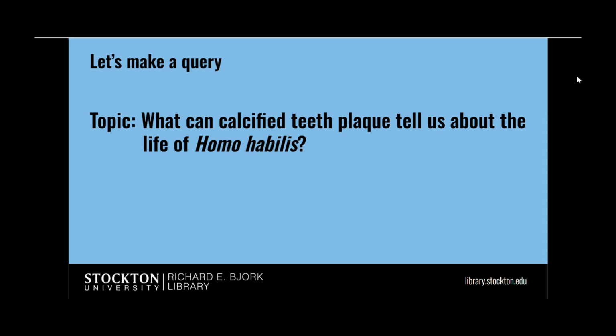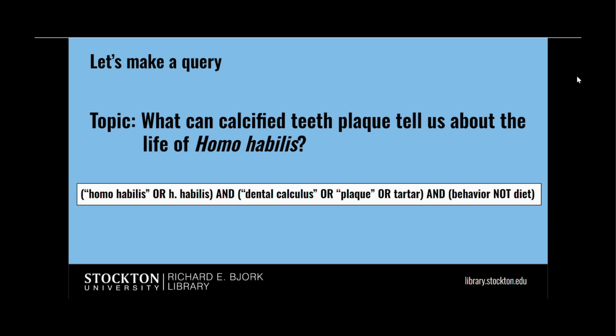Using our advanced techniques and our Boolean operators, one of the options you might come up with, and my query might look different from your query, is Homo habilis as a phrase or H. habilis. That could be a phrase, maybe it's not. It's up to you. I should have probably put phrase quotes, right? Instead, that way it's not just searching H and not just searching habilis. Then I'm combining that with the and Boolean, dental calculus, or plaque, or tartar, and behavior, not diet.